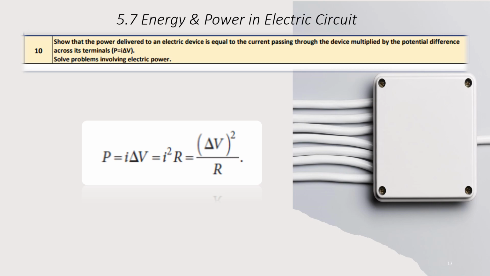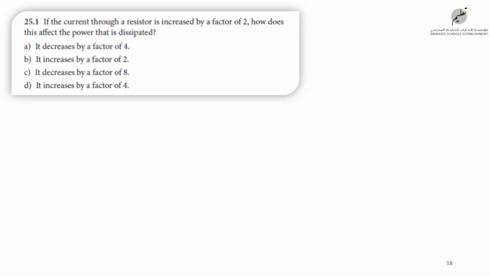Let's solve this question. If the current through a resistor is increased by a factor of 2, so you multiply the current by 2, how does this affect the power? Which equation connects the power and the current? Yes, power is equal to I delta V, and it's also equal to I squared multiplied by R because it's energy dissipated. So we need to use the resistance.